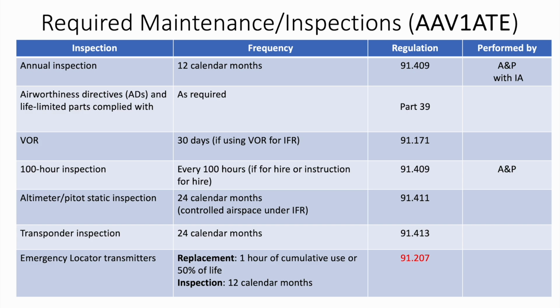So the battery is going to be required to be replaced after 1 hour of cumulative use or 50% of its useful life. So just like any device that you have, batteries begin to degrade over time. So once an ELT battery loses 50% of its useful life, it needs to be replaced. And it needs to be inspected every 12 calendar months.